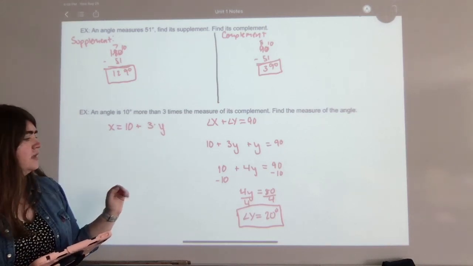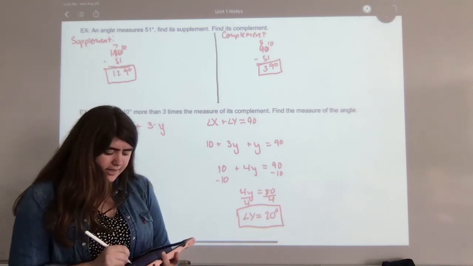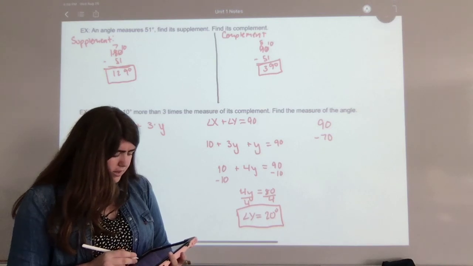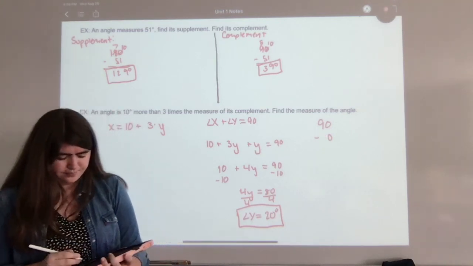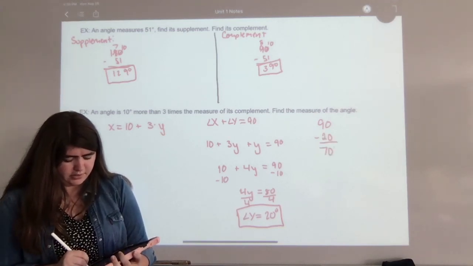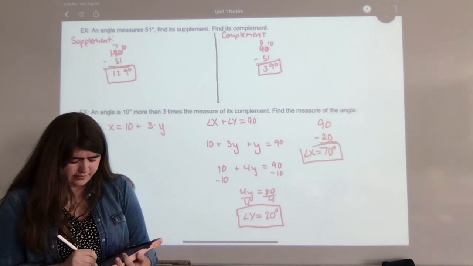Or I can say these are complementary angles. So if I do 90 minus 20, that is equal to 70 degrees. So angle x must equal 70 degrees.